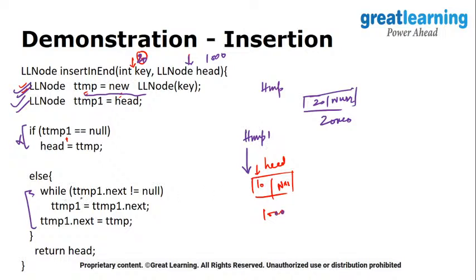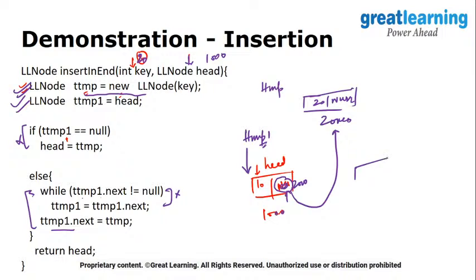Is ttmp1's next null? Yes it is. So this loop will not be executed in this case because this is the first element we are trying to insert at the end. Then ttmp1's next equals ttmp. Now we are storing something here, and whatever we are storing is 2000, so we store 2000 here, right? And now this is pointing to this node.